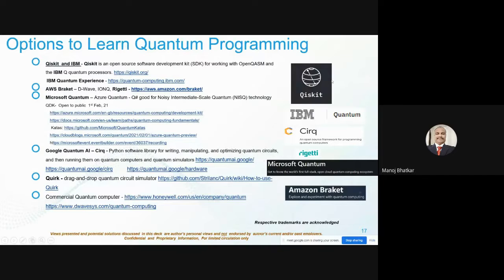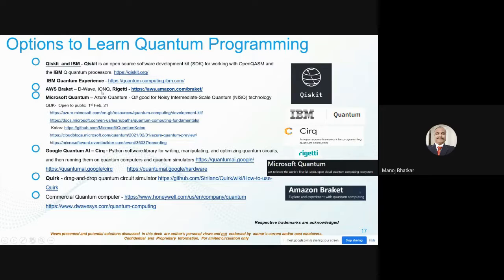There are so many ways to learn. Because of the time limitations, I'll not get into too much detail. But one is of course Qiskit and IBM. Qiskit is an open source simulator or SDK. You can simulate it or run on an actual computer at IBM. They are tightly integrated: IBM Q, called the quantum experience, and Qiskit.